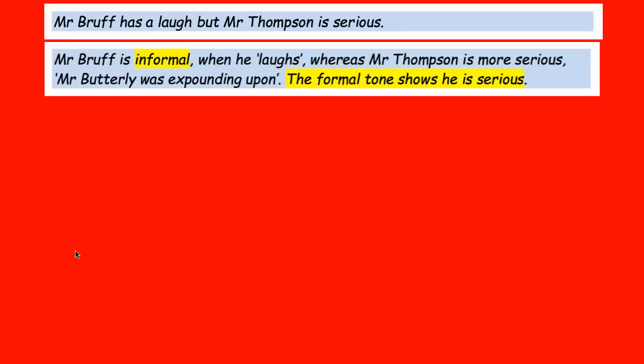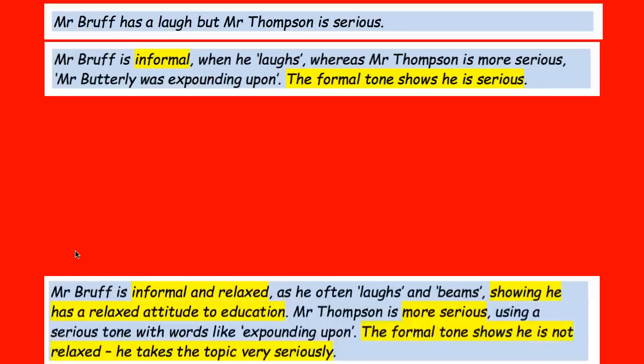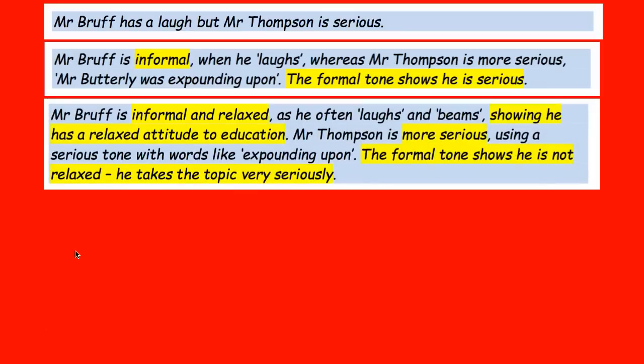Level 3, the sort of clear and relevant, I always think is a really solid PEE paragraph. Here's an example. Mr. Bruff is informal and relaxed as he often laughs and beams, showing he has a relaxed attitude to education. Mr. Thompson is more serious, using a serious tone with words like expounding upon, and the formal tone shows he's not relaxed. He takes the topic very seriously.